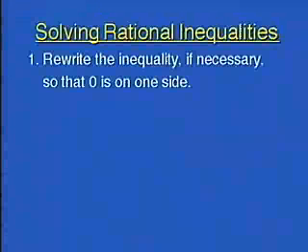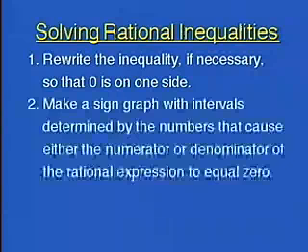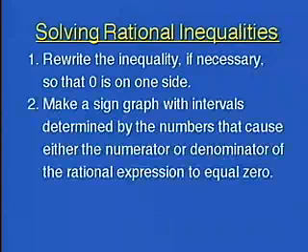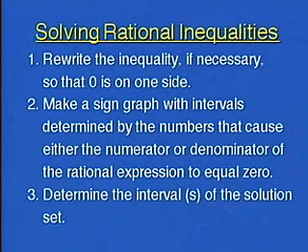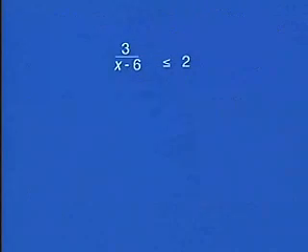Now, the last type of inequality we'd like to look at is a rational inequality. Now, this will require us to use some of our skills for simplifying rational expressions. Let's look at some guidelines for simplifying rational inequalities. Our first one is rewrite the inequality, if necessary, so that 0 is on one side. Make a sign graph with intervals determined by the numbers that cause either the numerator or denominator of the rational expression to equal 0, and determine the interval or intervals of the solution set.